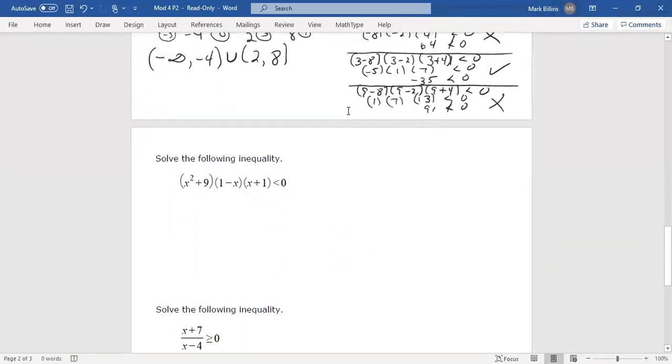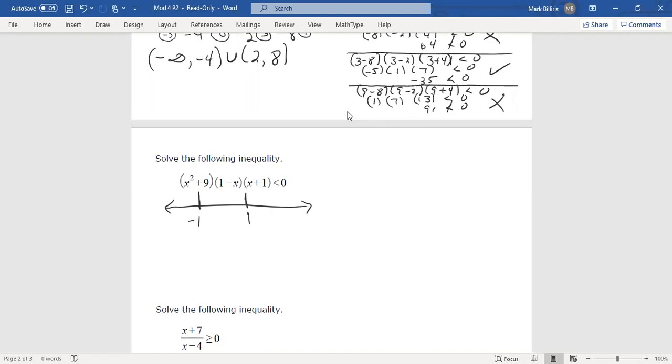My next example, same type of problem. I want to identify my boundaries or my zeros. X squared plus 9: there's no value of x that I can plug in under the real number system, square it, and add 9 to it to get 0. So my zeros would be whatever makes the second factor 0. So we know that 1 minus x is 0 at 1. And whatever makes x plus 1 zero, which is negative 1. So I have two zeros or boundary points at negative 1 and positive 1.